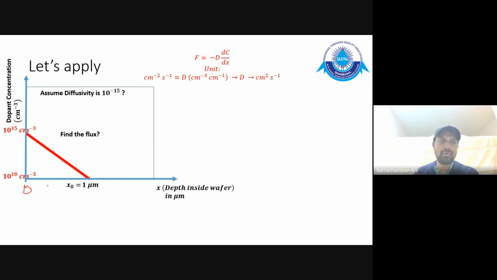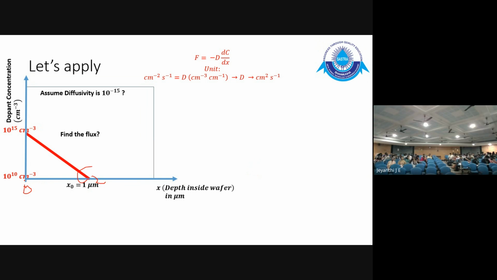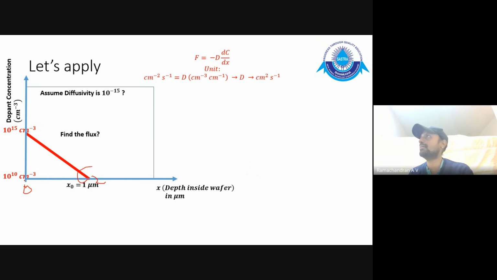See, dC by dx, you know how to find, right? This is your C2. This is your C1. So C2 minus C1 by X2 minus X1. Okay, that's what you have to find for dC by dx. Quickly find and let me know what is the value for the flux you got. You don't need a calculator here. Very simple.